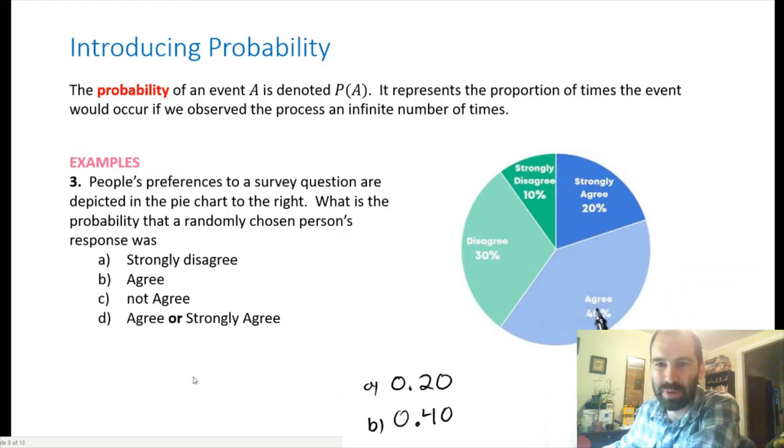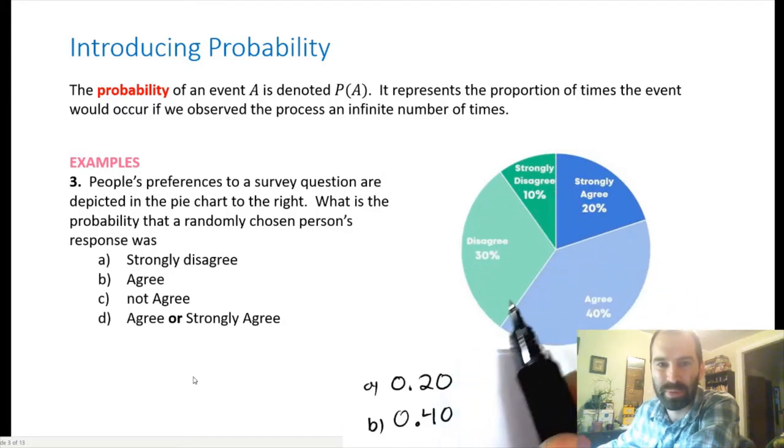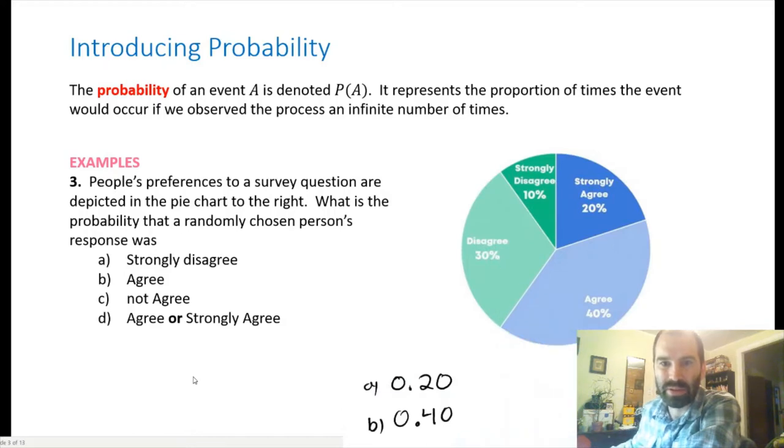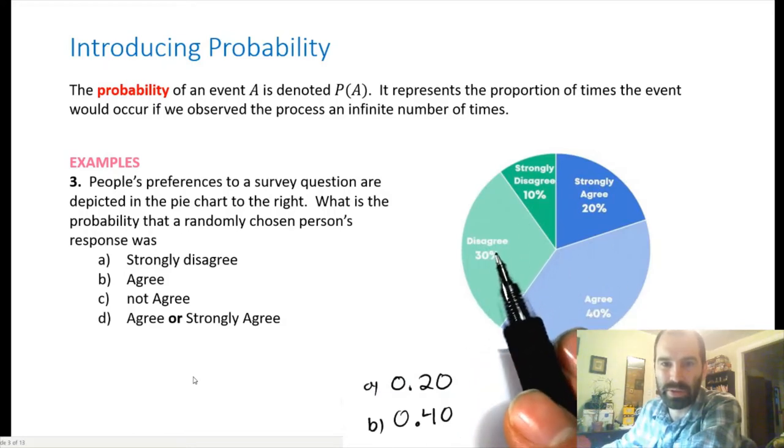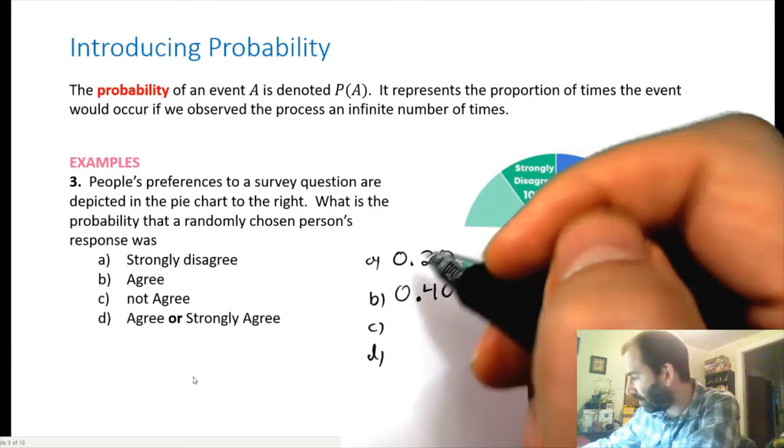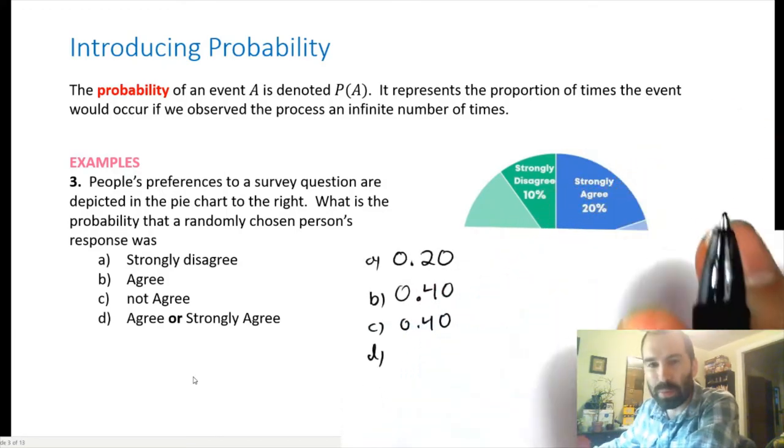There's 60% of the people that agree or strongly agree. So if they don't agree with it, they're one of these people, right? So I would say to be here or here, this is 0.3, this is 0.1. In total, that's 40%, so that's 0.4. It's a little open to interpretation.